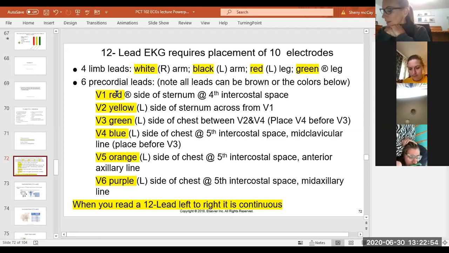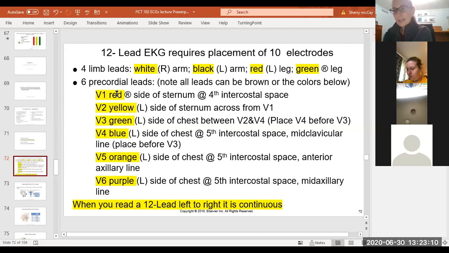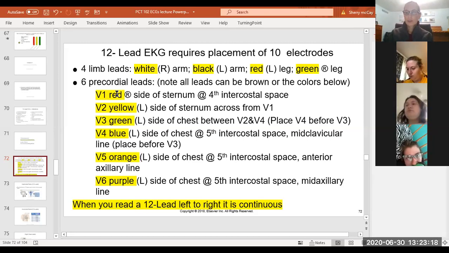Now, right directly across it, you bump over your sternum and you go to V2, yellow, and you're going to place V2 right across from V1. And if you can see in the picture, the rest of them are all going to be on that side. Then you have V3, which is the green, and it is between V2 and V4.